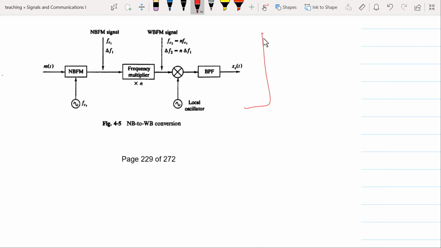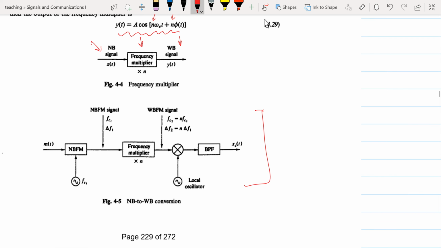So here we are using a mixer, in which case at this stage we have just followed the method of frequency multiplication that we have already defined earlier. But after we have generated the wideband frequency modulated signal, we perform frequency translation at this stage, whereby we multiply with the local carrier frequency that was not multiplied with n, and of course you take it through a bandpass filter that is within the range of FC2.